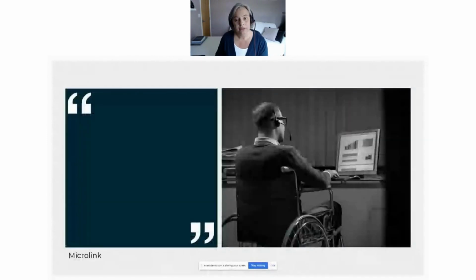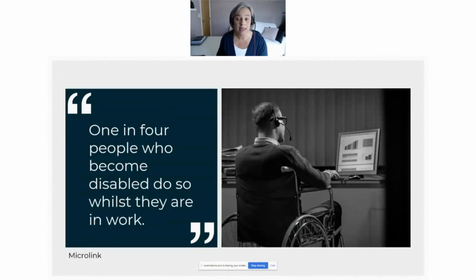And the final factor to be aware of when it comes to workplace disability is that whether through things such as depression, chronic stress, cancer, or back pain, some workers become disabled at work. In fact, according to Microlink, 1 in 4 people who become disabled do so whilst they are in work. So, although we can't be sure of the exact figures, I think it's safe to say that making our workplace learning inaccessible excludes more than 1 in 10 of our audience. Is that really what we want for our compulsory compliance training, our health and safety courses, or our staff development programs?